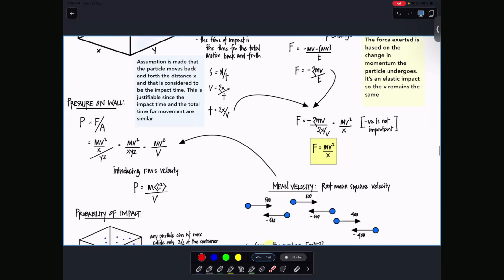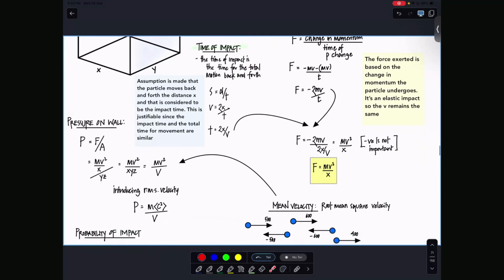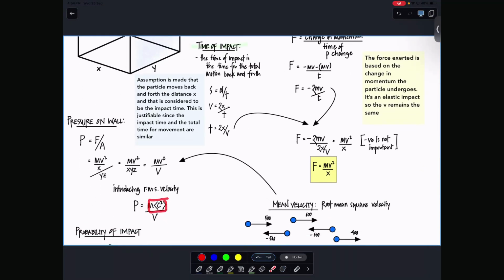So what does C mean? You just need to mention that the velocity introduced in RMS means that this V is going to be C.